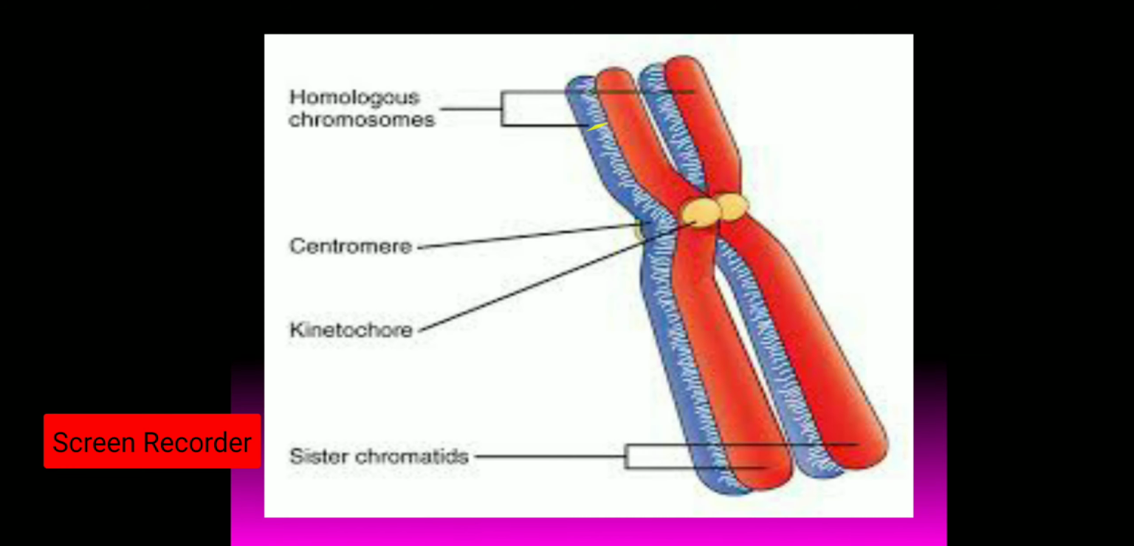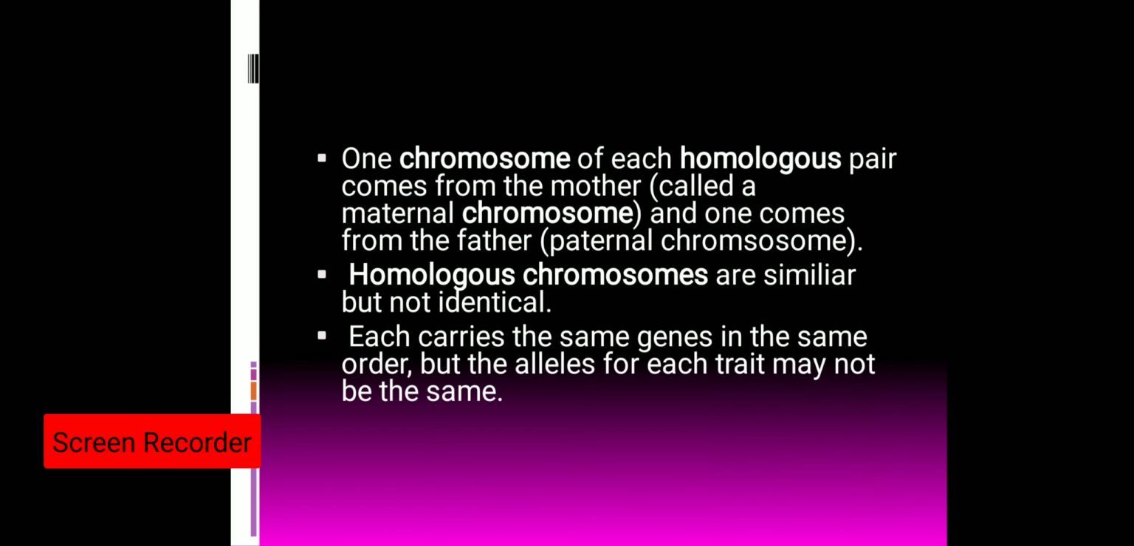Like this is the homologous pair of chromosomes. For example, the red one is the maternal chromosome and the blue one is the paternal chromosome. So these two are the homologous chromosomes. These red ones are the sister chromatids. Blue ones are the sister chromatids. But red and blue will be known as non-sister chromatids. So the crossing over will occur in the non-sister chromatids of the homologous pair of chromosomes.